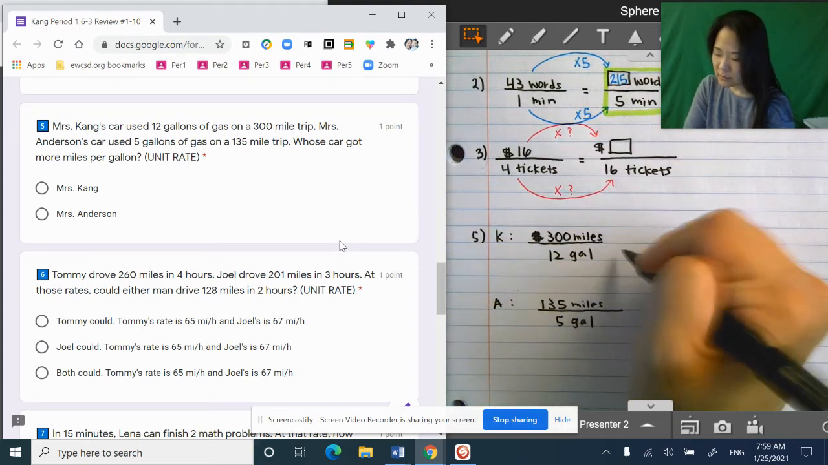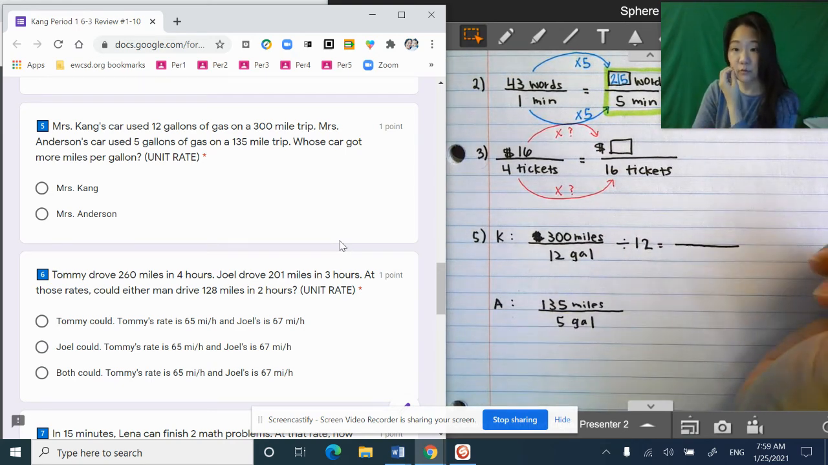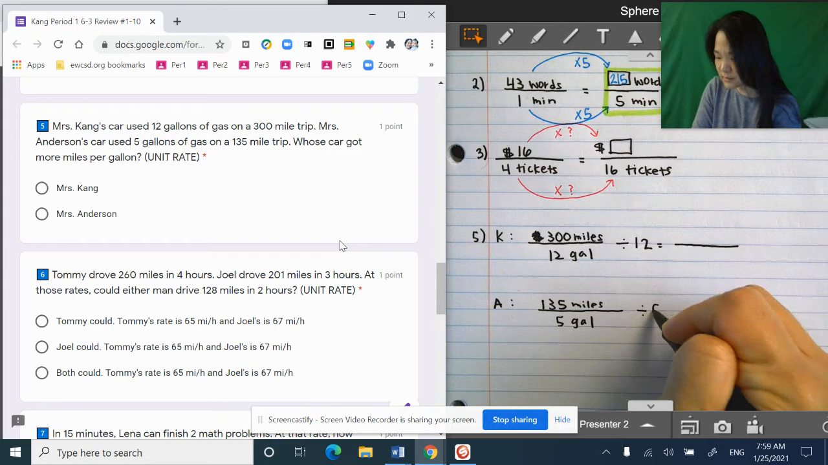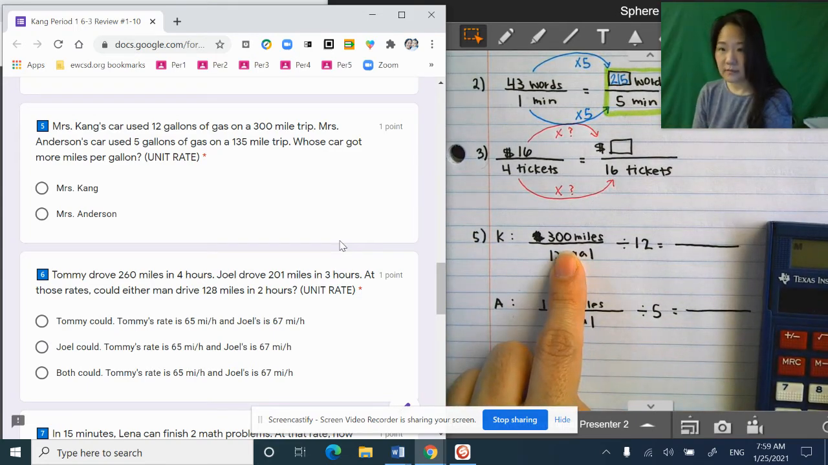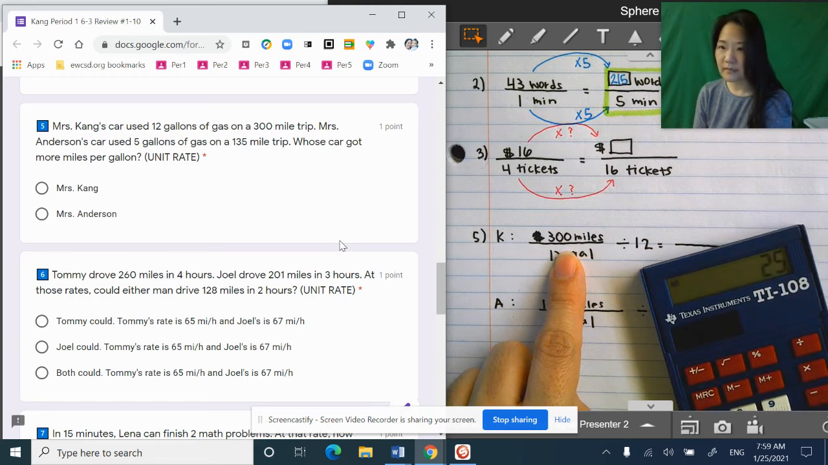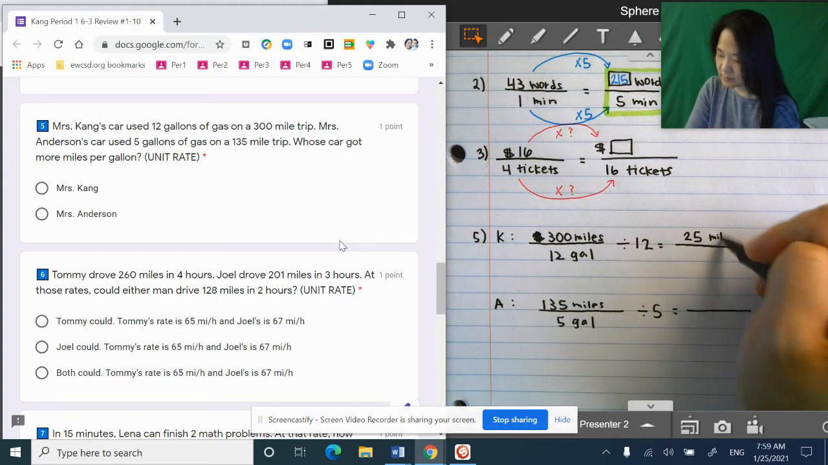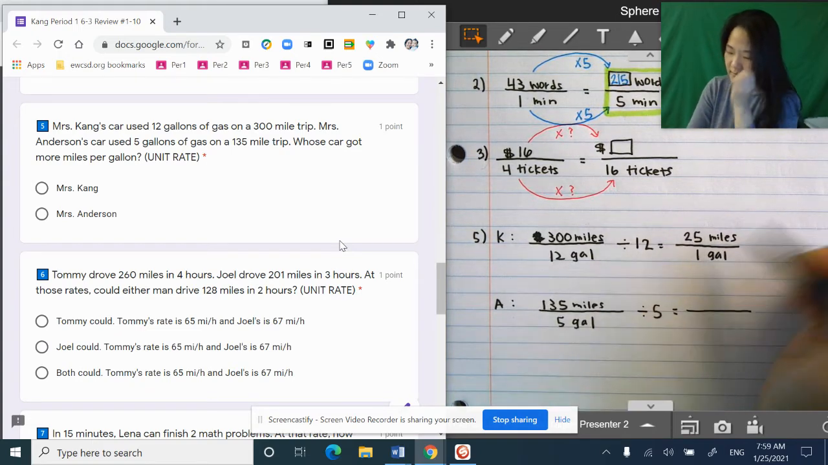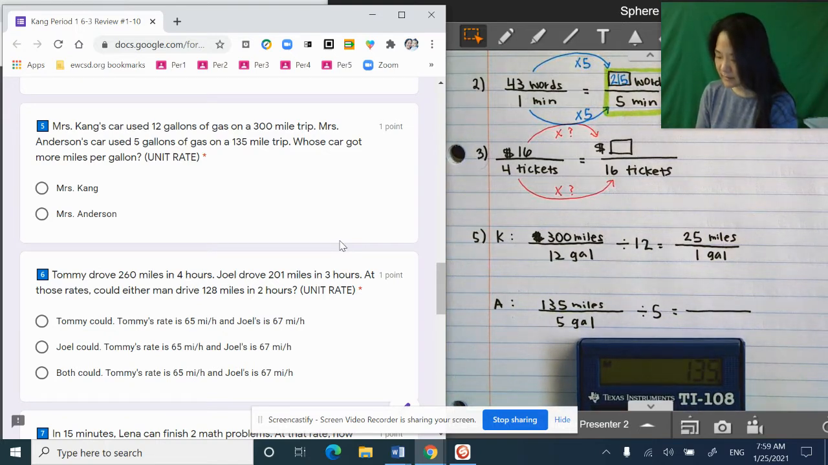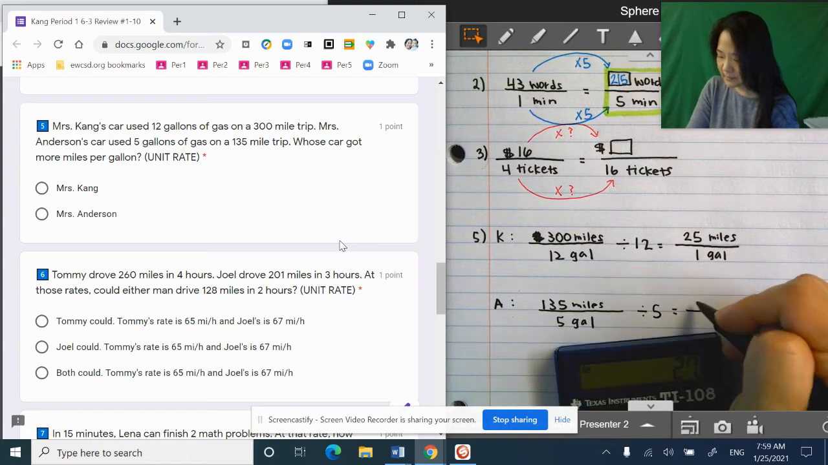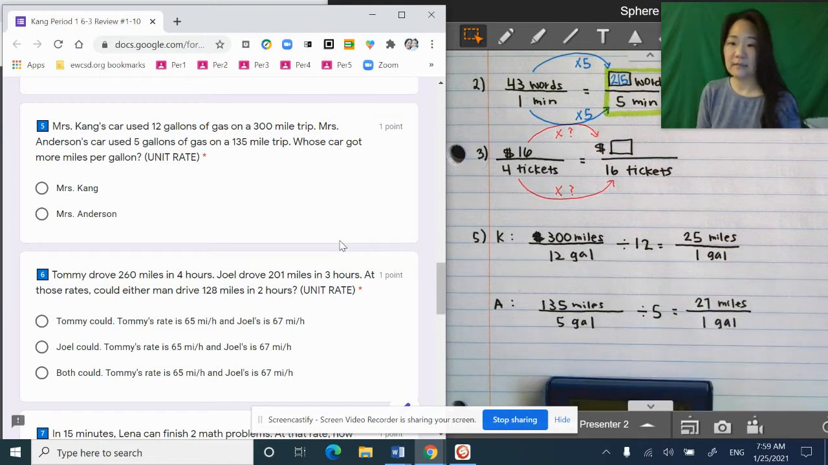So to find the unit rate, you always divide by the denominator. So the first one, I'm going to divide by 12. And the second one, I'm going to divide by 5. So 300 divided by 12, I get 25. That means 25 miles for 1 gallon. Now let me find the other unit rate. So 135 divided by 5, I get 27 miles for 1 gallon.